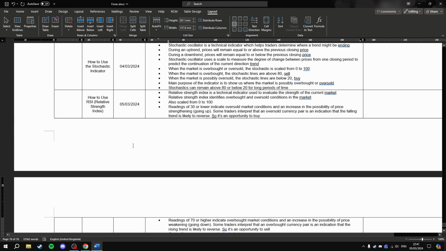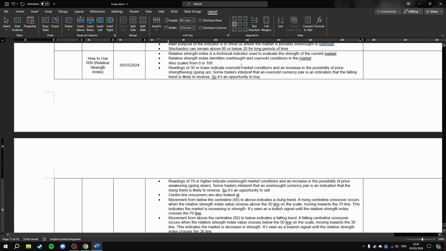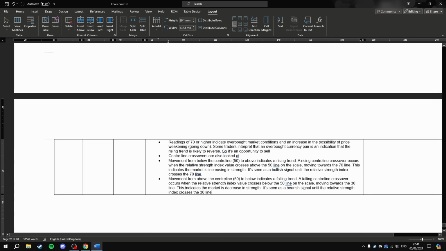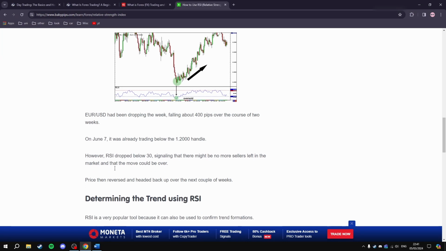So if it's oversold, there's an increase in the possibility of price strengthening. So it's an opportunity to buy. So if you bought here, then the price would have gone up.